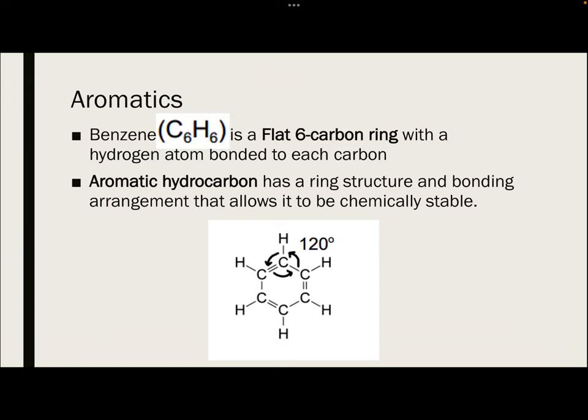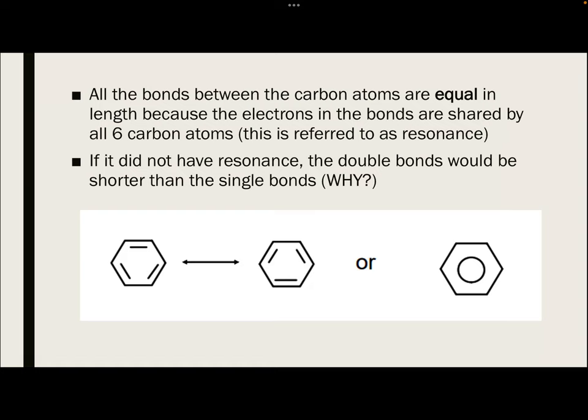So you can see in the image there, there is something called an aromatic hydrocarbon, which is a ring structure and the bonding arrangement that allows it to be very chemically stable. You can see there at the bottom that it is a certain structure. It's a 6-carbon ring, and there are double and single bonds throughout. When we look at the bonds throughout our carbon atoms, they are seen to be equal in length because the electrons in the bond are shared by all 6 carbons, and this is referred to as resonance.